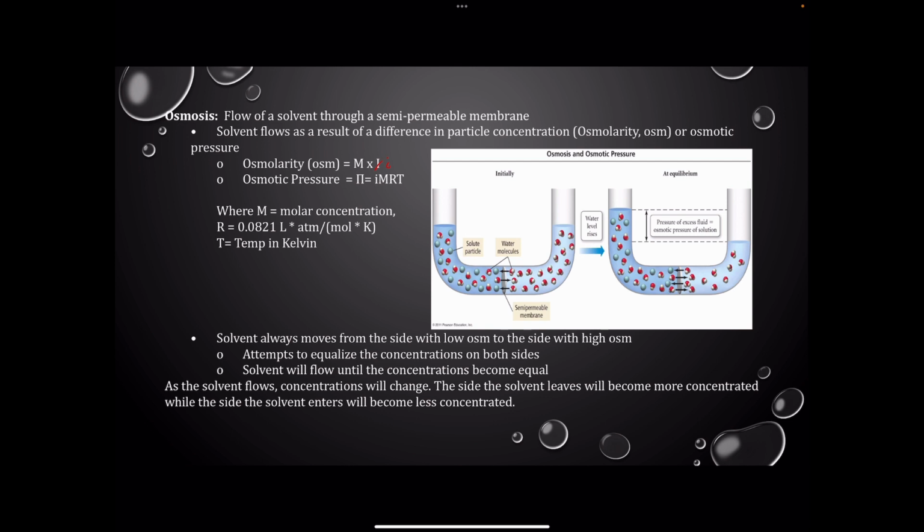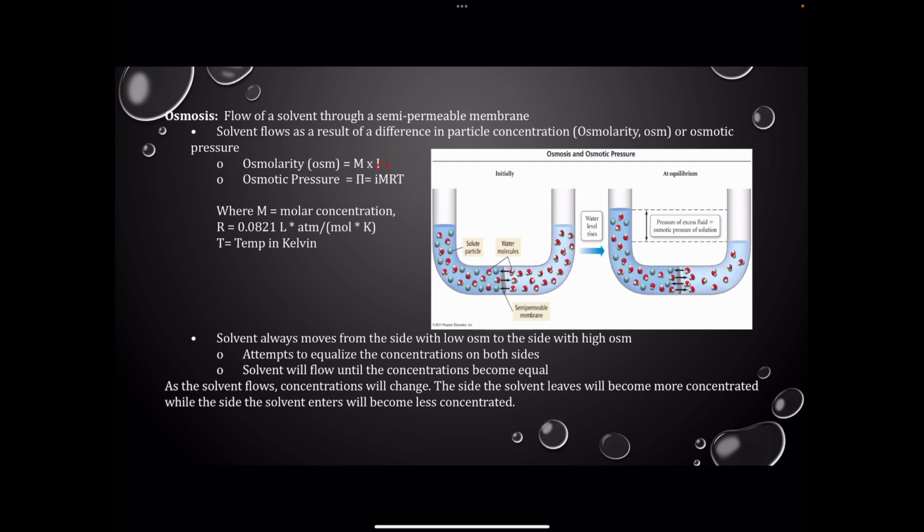Our osmotic pressure is the pressure that's being created as a result of that difference in concentration. And that osmotic pressure we represent with the Greek letter pi. And it's going to be equal to our i value, so our Van't Hoff factor, times our molarity times R times T. So capital M in both cases, that's our molar concentration or molarity. i is our Van't Hoff factor. R is our ideal gas constant. It's 0.0821 liters times atmospheres over moles times Kelvin. And T is our temperature in Kelvin.